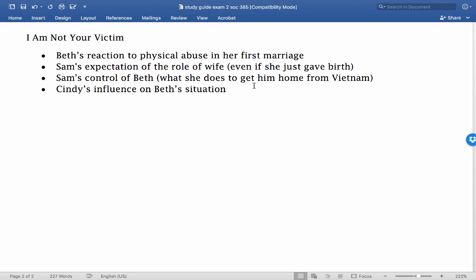So as far as Cindy's influence, Cindy obviously was a positive influence. She tried to convince her that she deserved better. She tried to build up her self-esteem. She helped her go back to school and provided her with a support system. So she was really the rock that Beth had.